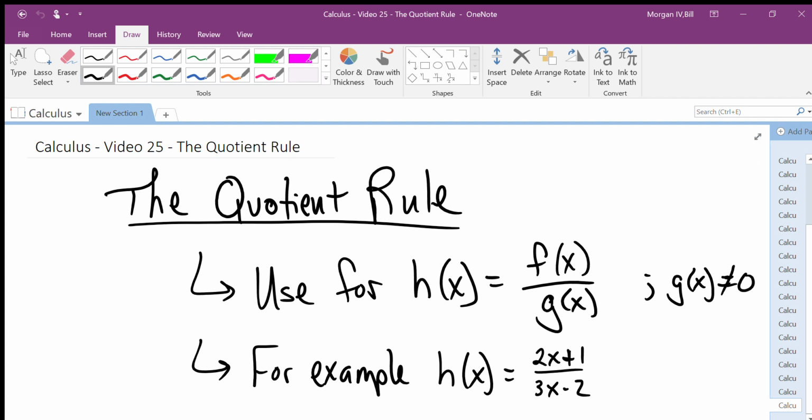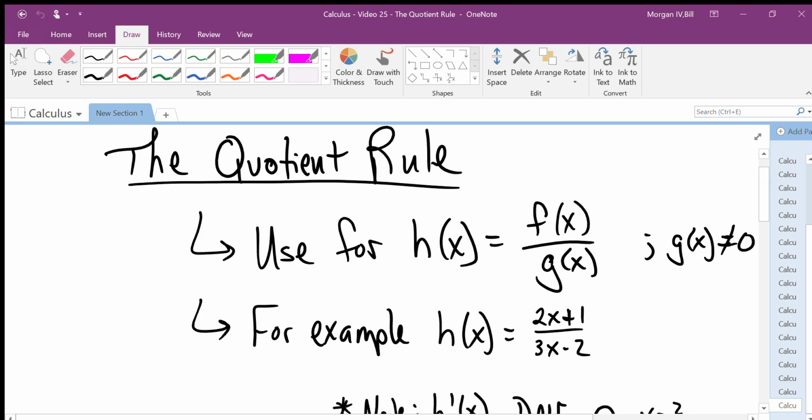So, for example, let's consider h of x equals 2x plus 1 over 3x minus 2. That is a function divided by a function. Sometimes we call this a rational function. This would be an example where we would want to use the quotient rule.